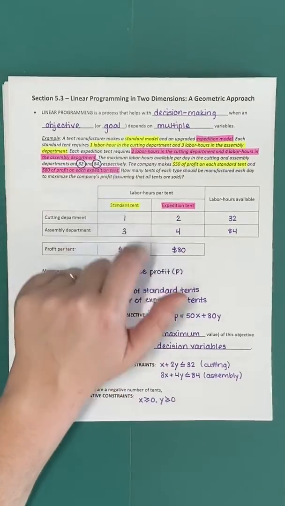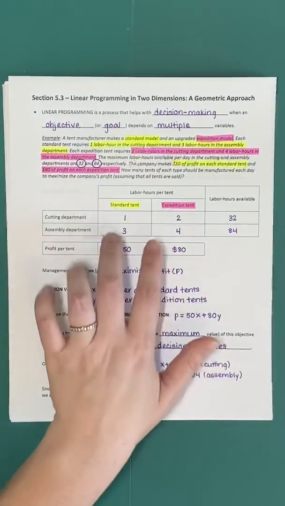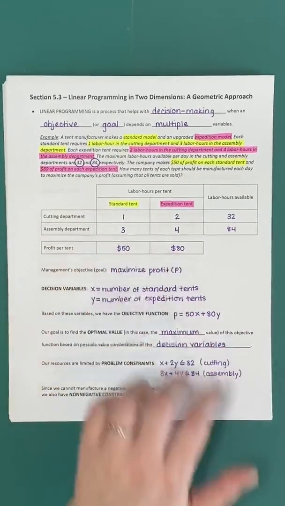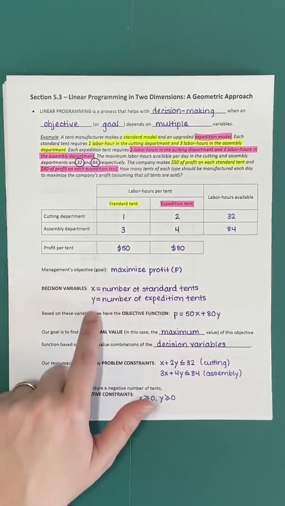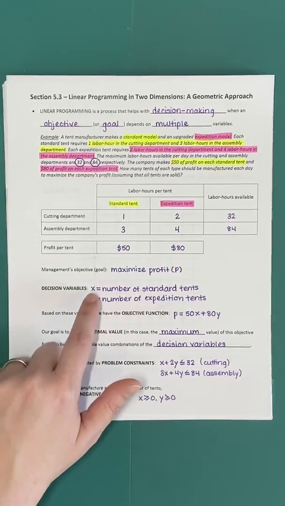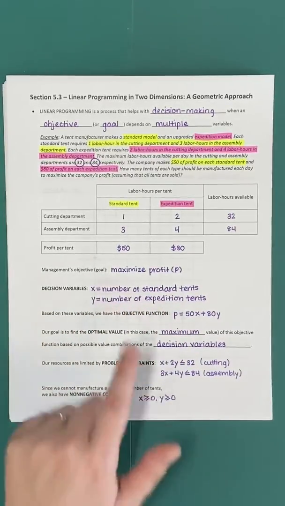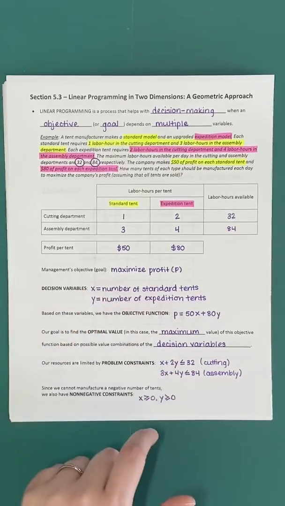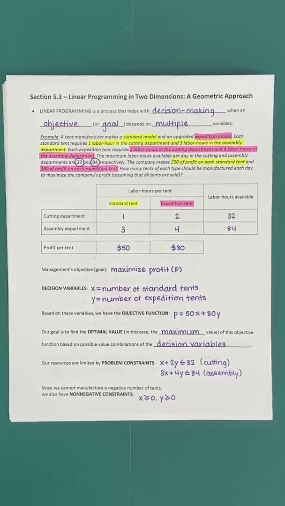So remember, the question was, how many tents should we manufacture? Well, we have two different tents we can manufacture. Depending on how many of those we make and sell, that contributes a certain amount to the profit. So these are the values we're having to decide on. We're having to decide how many standard tents to make, how many expedition tents to make. So we're going to call X the number of standard tents. We're going to call Y the number of expedition tents. Those are the decision variables in this problem because we're deciding what values those variables are going to take on in order to optimize this situation.